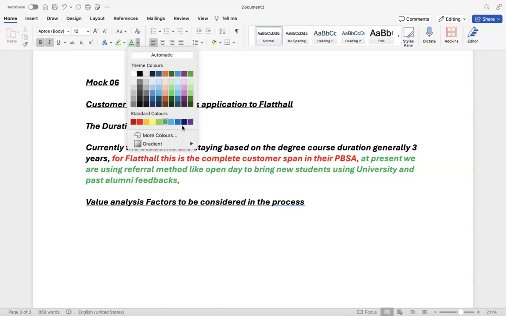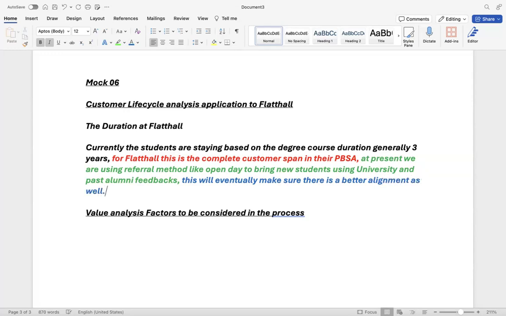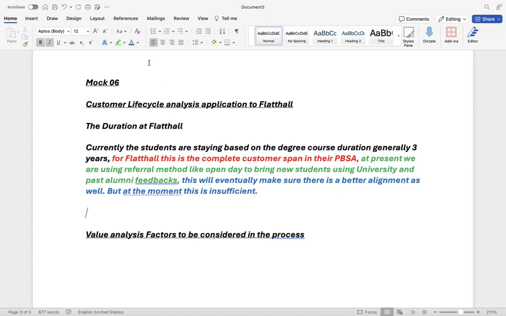Now, students, I'll just continue. So can we just move forward? This will eventually make sure there is a better alignment as well. Full stop. But at the moment, this is insufficient. This is insufficient. Full stop.